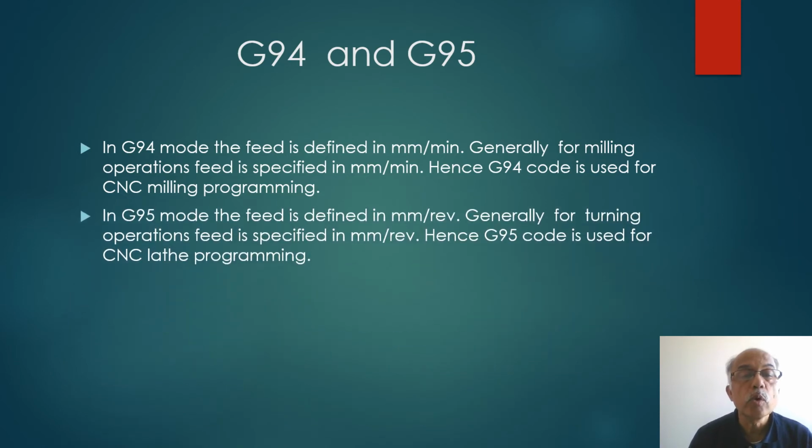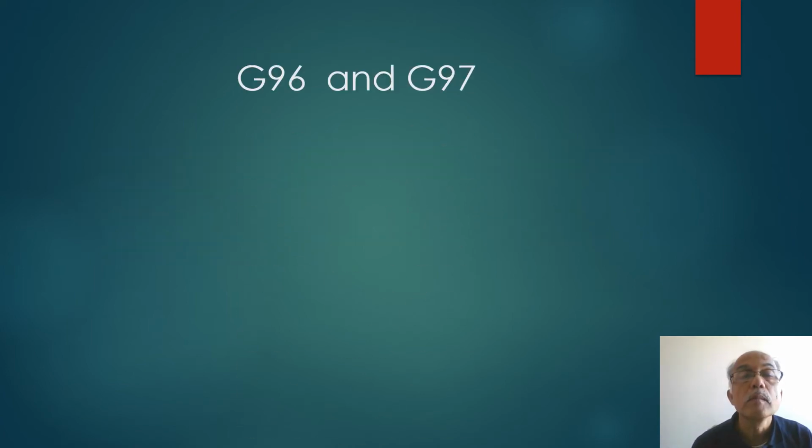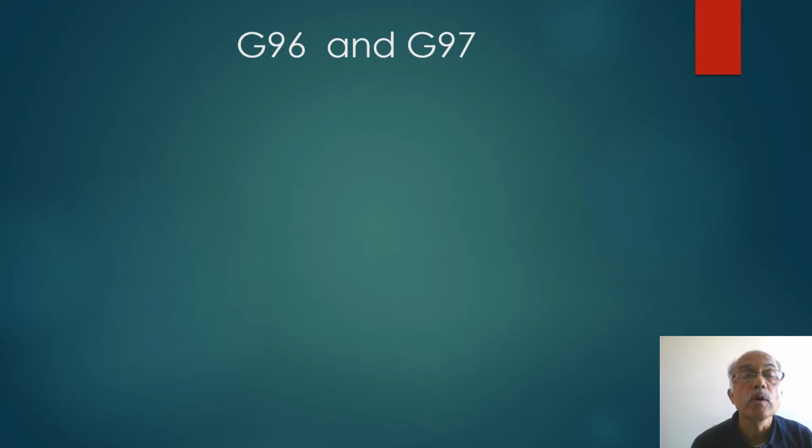In G95 mode, the feed is defined per revolution. Generally, for turning operations, feed is specified per revolution. So, the G95 code is generally used for CNC lathe programming. In programming for a CNC lathe, the spindle speed can be controlled either by G96 or G97.